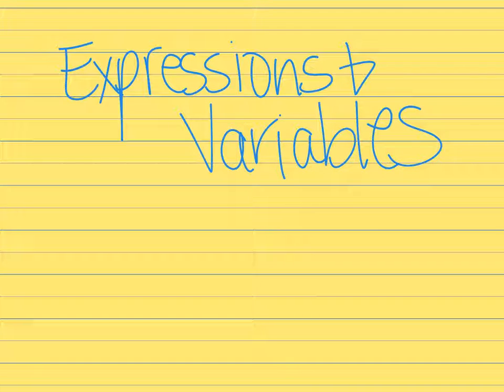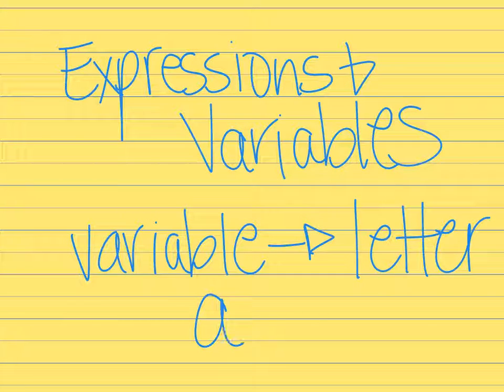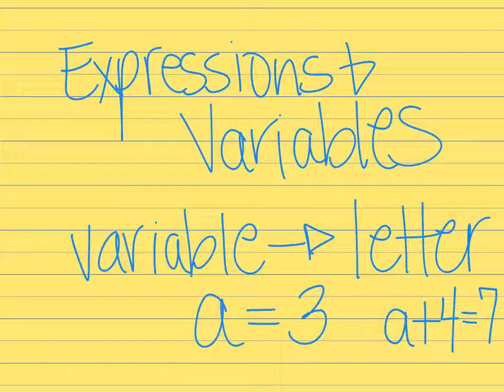So, a variable is a symbol. They usually use a letter of the alphabet. So to have a variable, it's usually a letter. For example, the letter A. This would be if A equals 3, then in this expression, A plus 4, what would the answer be? That's right, 7. Because a variable is a letter that stands for an unknown number.